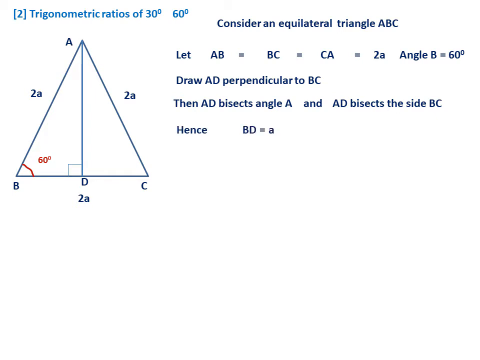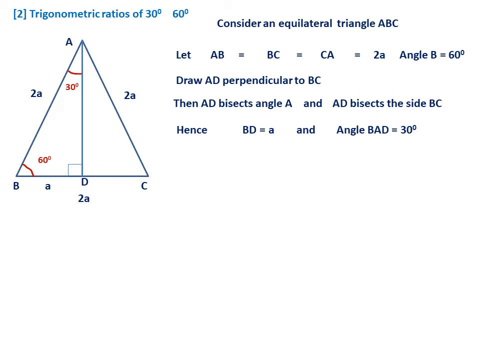Now look here. What about BD, therefore? Because BC length is 2A and D is the midpoint of BC, therefore BD will be equal to A. So this is one important thing. The second one is angle BAD is 30 degree. That also, because it bisects, so 30 degree.